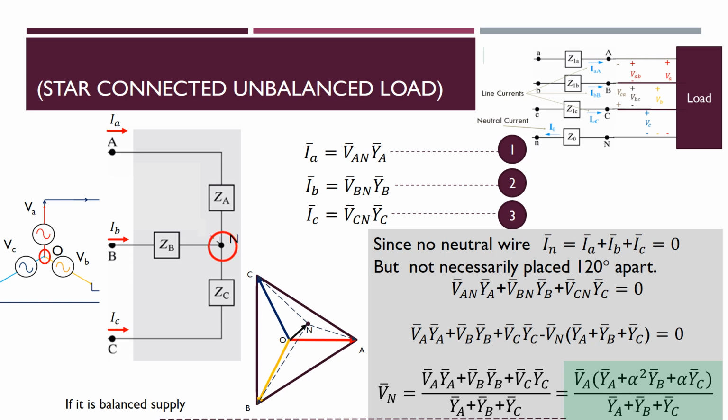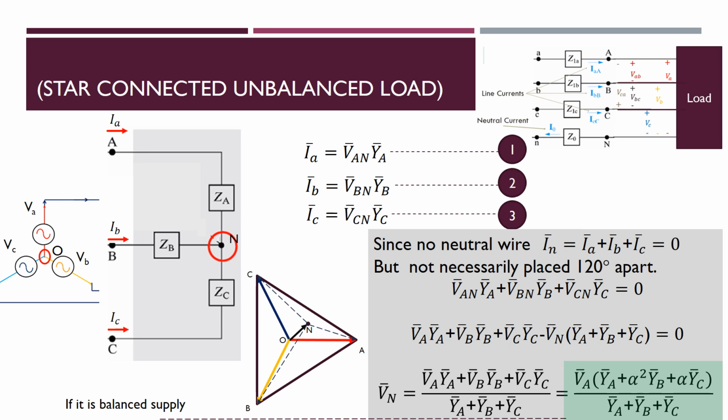Since there is no neutral wire, the neutral current is 0. Anyway, the currents IA, IB, IC can't be equal to each other, and they will not be placed 120 degrees to each other. So using this equation you can substitute equations 1, 2, 3 in that, and you will get VAN into YA plus VBN into YB plus VCN into YC equal to 0.